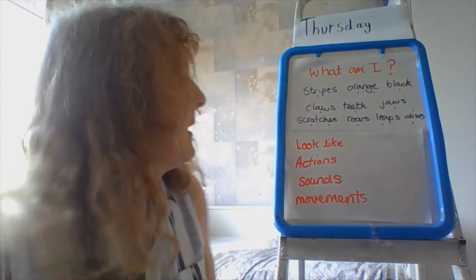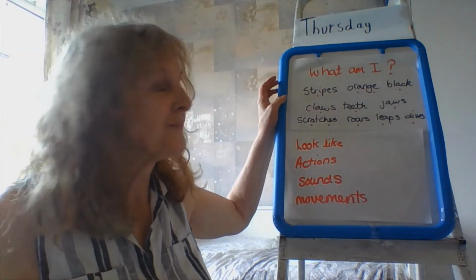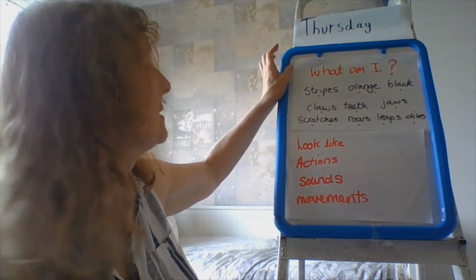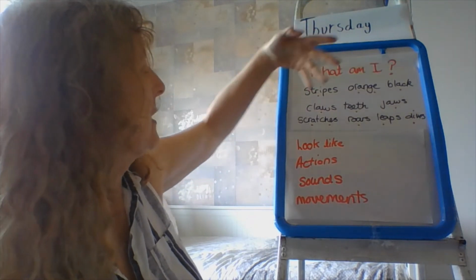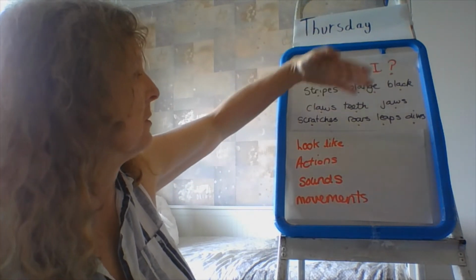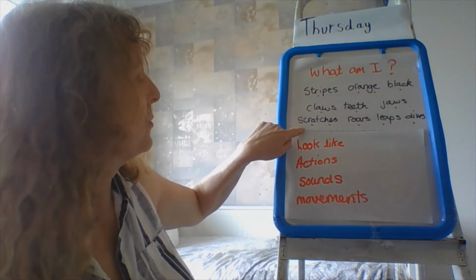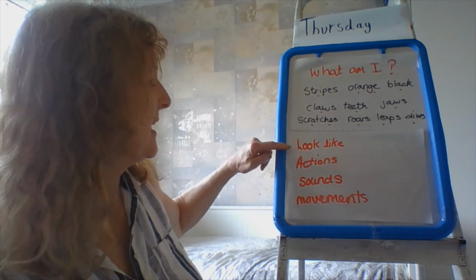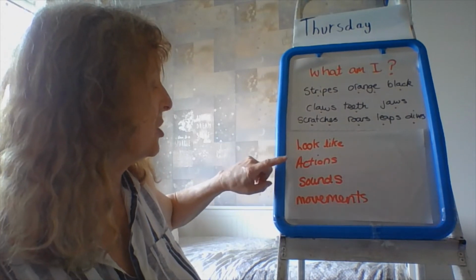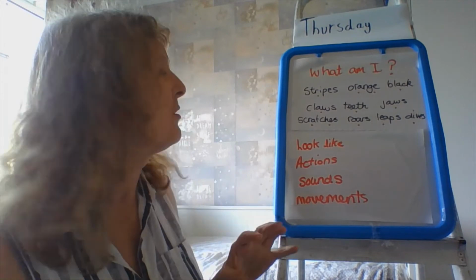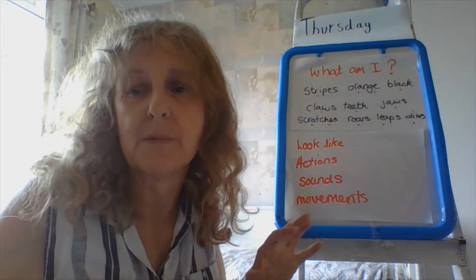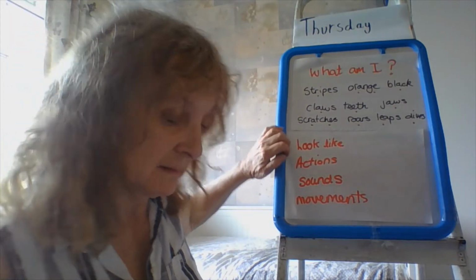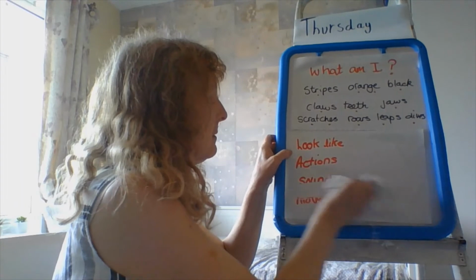I have thought of an animal. This is my animal. I've not told you what he is yet, or she is yet. Stripes, orange, black, claws, teeth, jaws, scratches, roars, leaps, dives. Notice I've put my syllables there. So basically you are putting what it looks like, the actions, the sound, any movements, anything you can think of associated with that animal. And now you are going to use those words to help you write your poem.